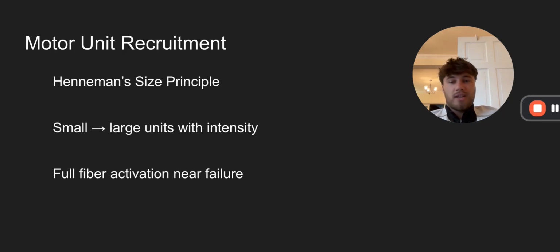So full fiber activation pretty much occurs near failure. So again, everything is pointing towards training fucking hard. Now, you really don't need to look at any of this in that much detail. It's just telling you pretty much train hard. But if you are like me, you like to know why you are doing things.